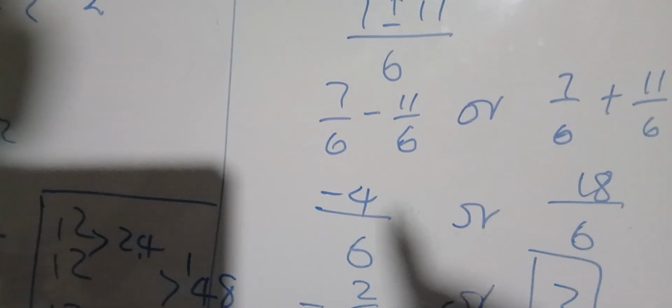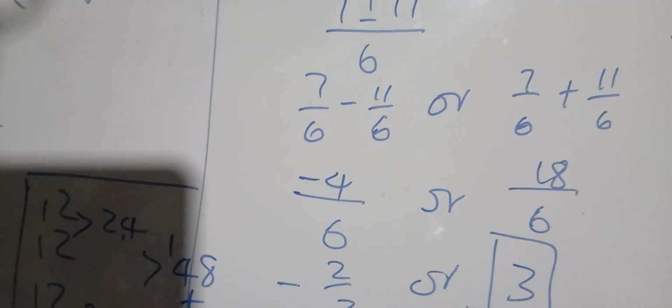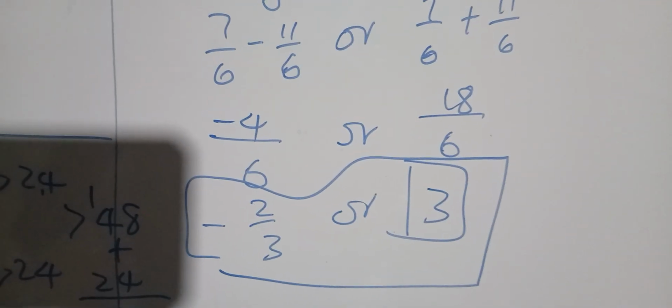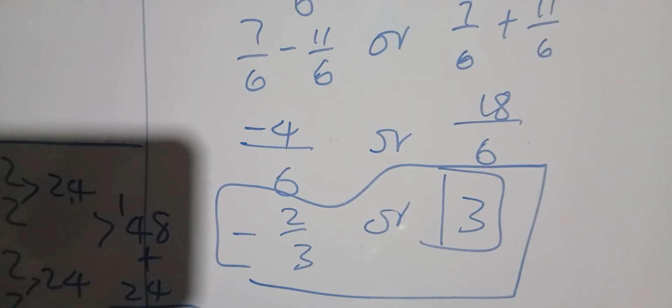So I'm going to choose the positive value of m or the negative value of m. So I have two values for m, which are negative 2 over 3 and 3.